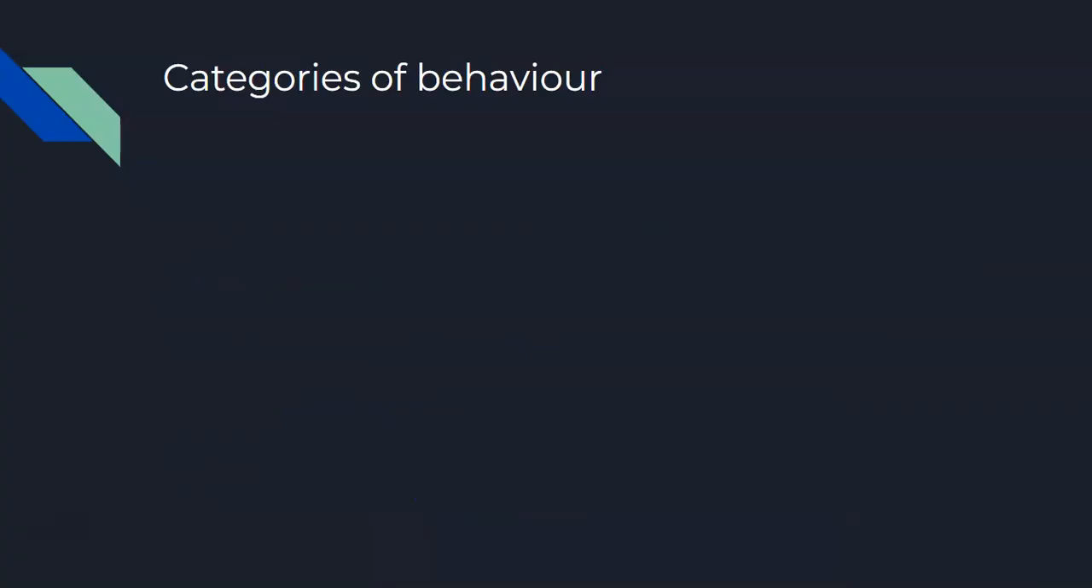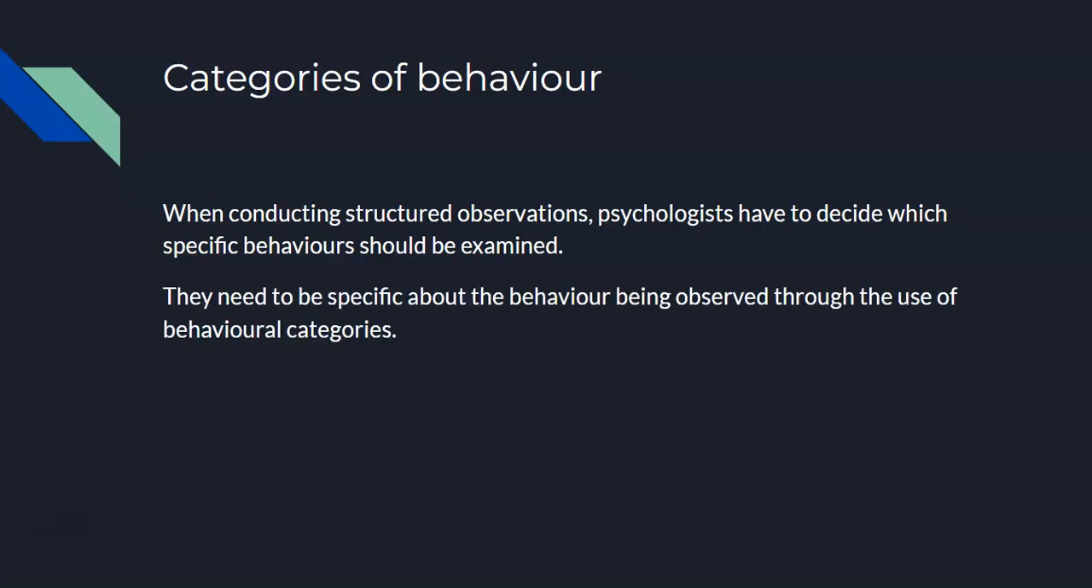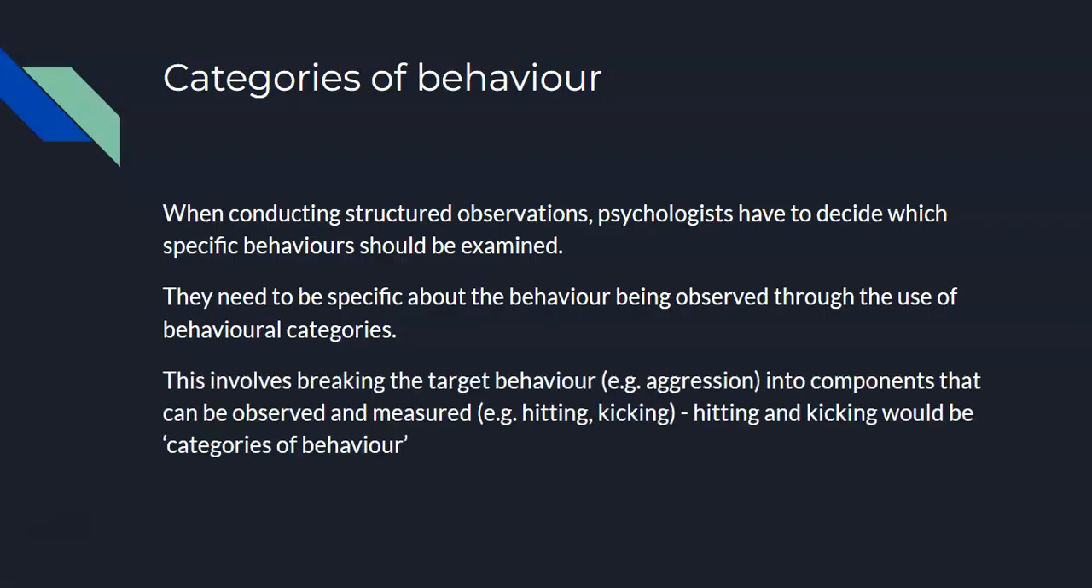Now earlier when we looked at the specification, it states you've got to know about categories of behaviour. Now when we're conducting structured observations, psychologists have to decide which specific behaviours we want to examine or observe. And they need to be really specific about the behaviours being observed by using behavioural categories. So this involves breaking down a target behaviour. So let's say we wanted to observe aggression. We want to break that down into things we can actually observe. So we might have hitting and kicking. And those behaviours of hitting and kicking would be what we call categories of behaviour or behavioural categories.